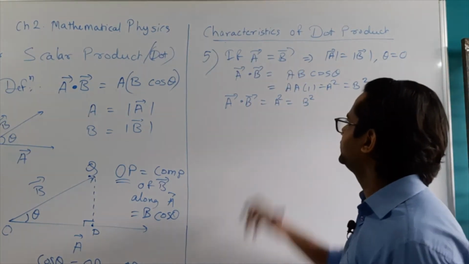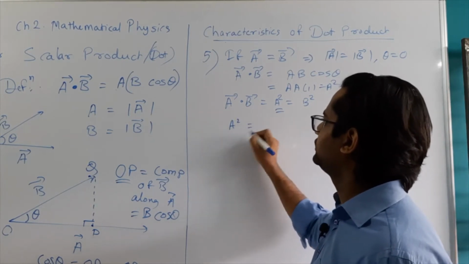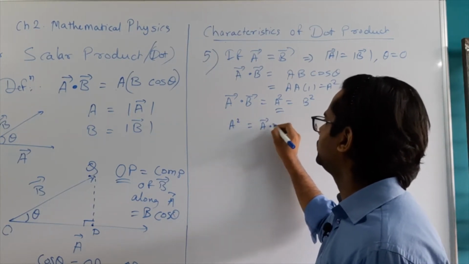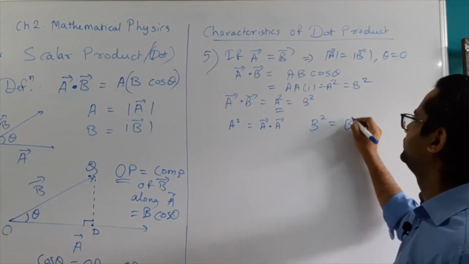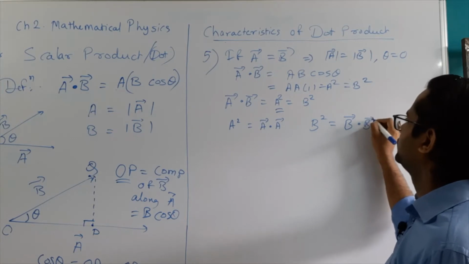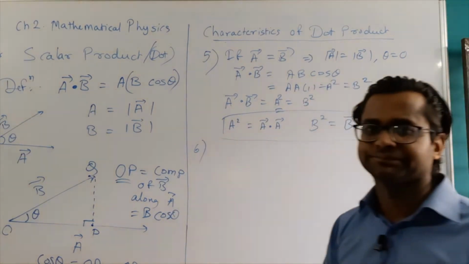Remember that the square of a vector a is a bar dot a bar, and the square of a vector b is simply b bar dot b bar. You can also remember this property. Okay, so this is property number 5.